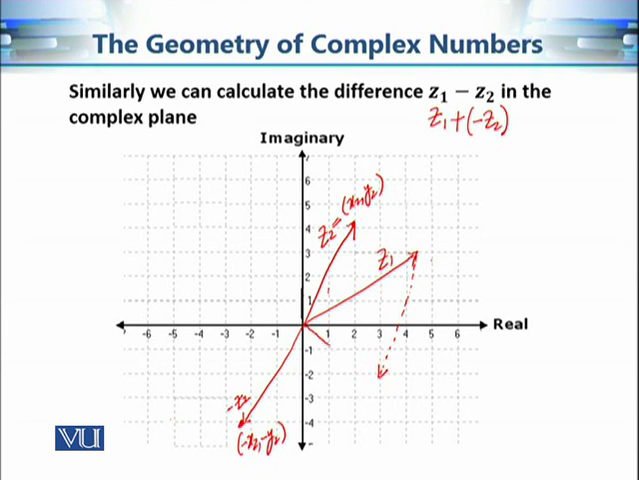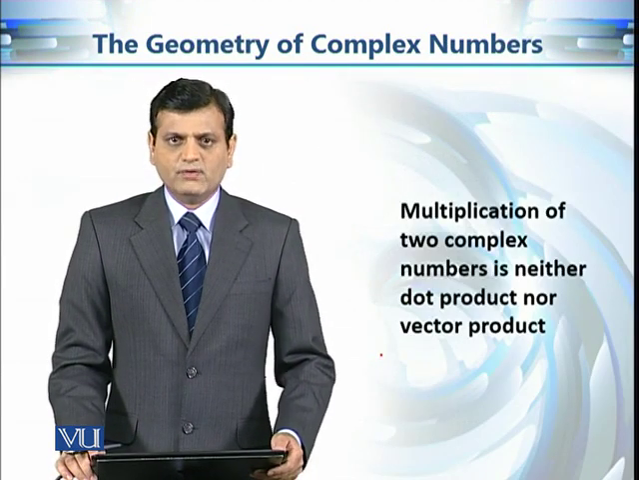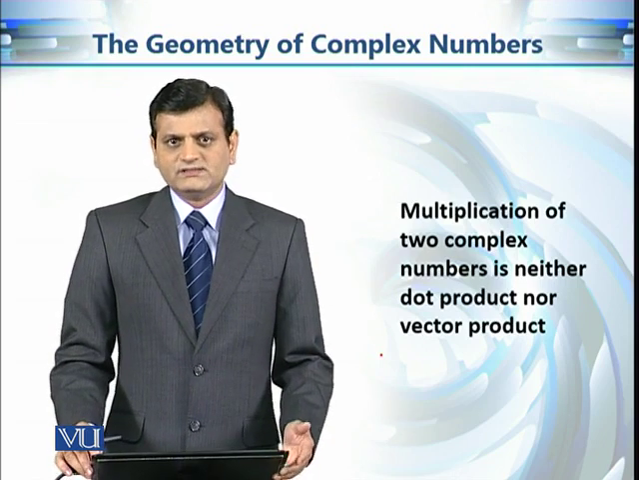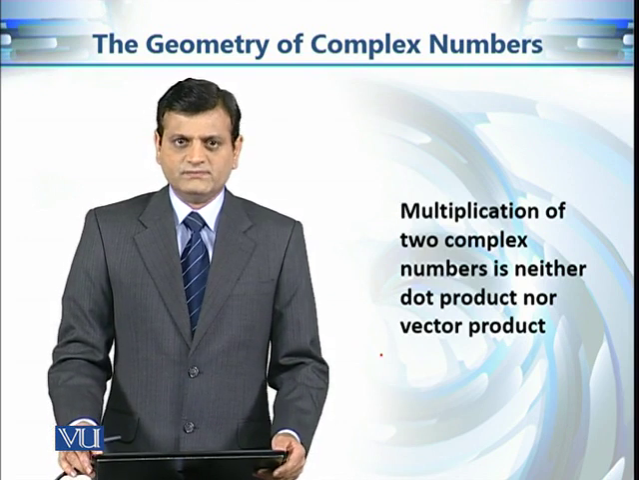And this is going to be the addition of z1 and minus z2, or we can say the subtraction of z1 and z2. We also know that we can multiply two complex numbers. We also know that a complex number is now associated to a vector in the plane as well.